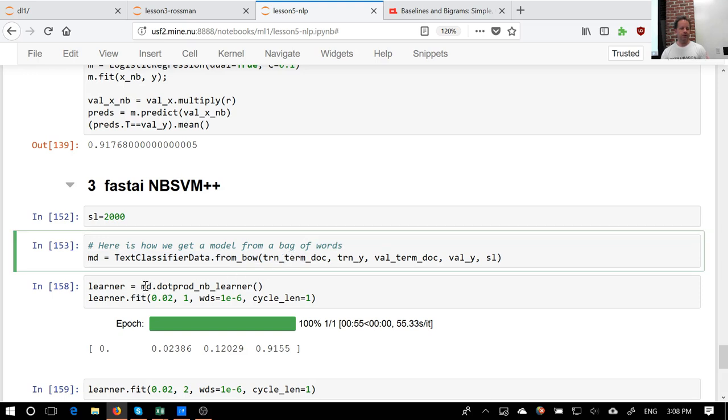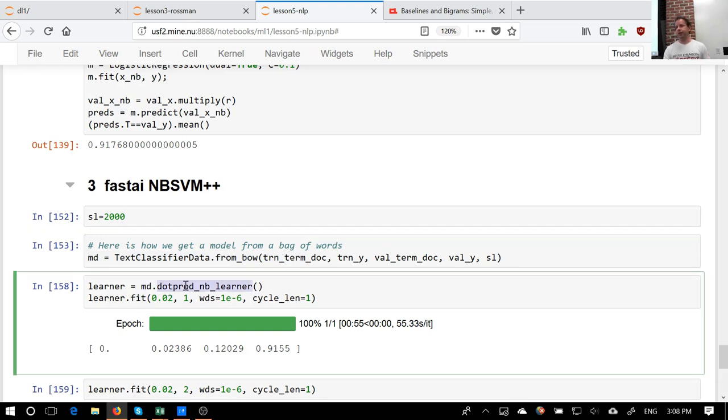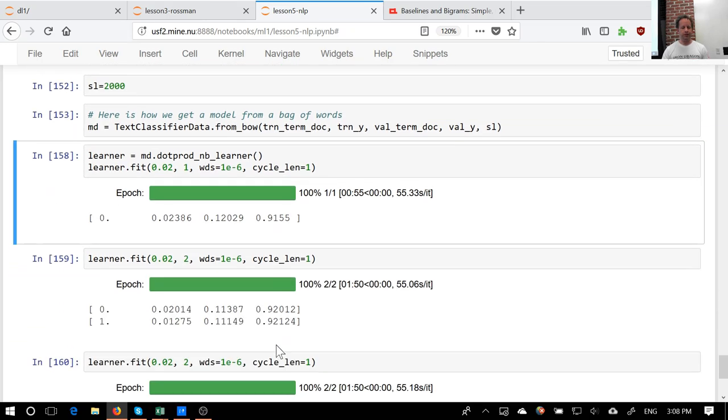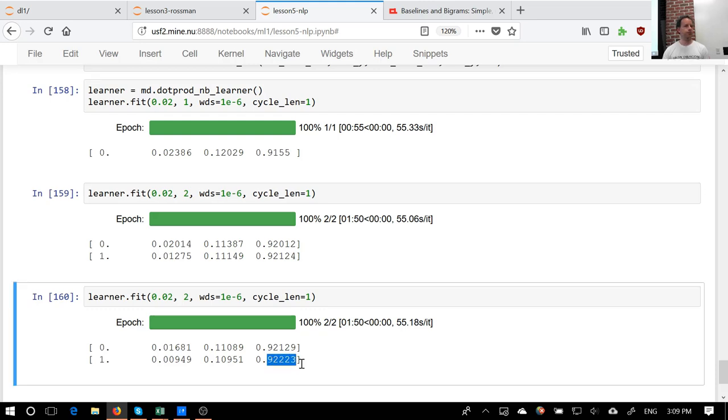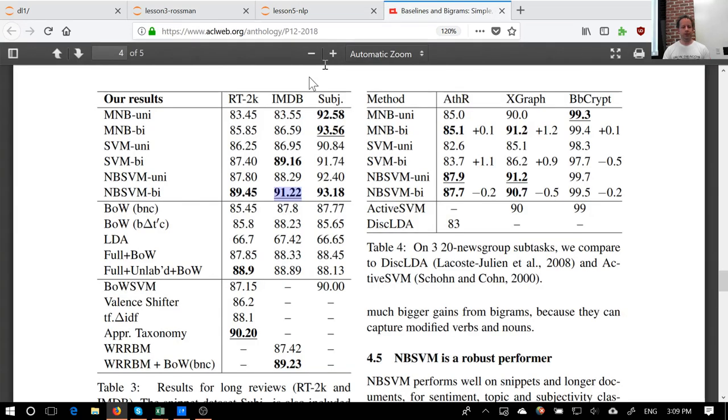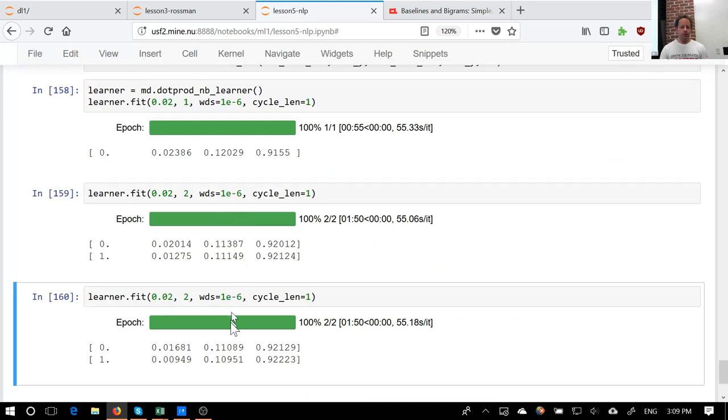Then from that model data, construct a learner, which is the fastai generalization of a model, which is based on a dot product of naive Bayes, and then fit that model and do a few epochs. After five epochs, I was already up to 92.2. So this is now getting quite well above this linear baseline. Let me show you the code for that.